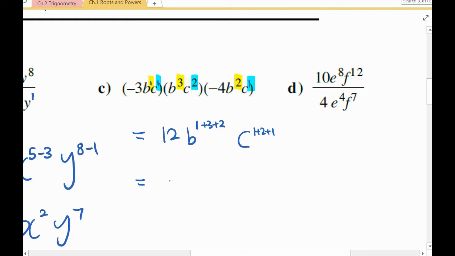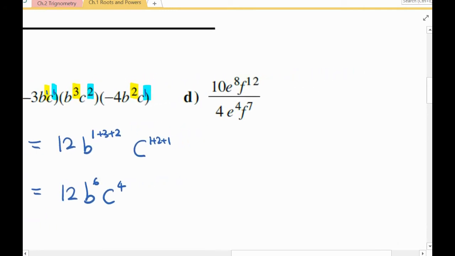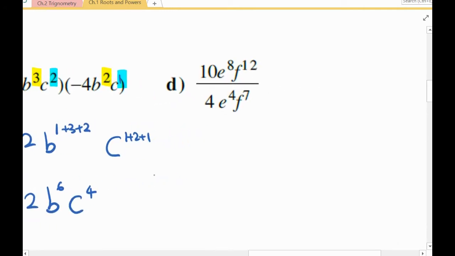And the answer will be 12b to the power of 6, c to the power of 4. Next question. Again, we're going to reduce it. It becomes 5 and 2. If you divide both numbers by 2, it becomes 5 and 2. And I have 5 over 2.